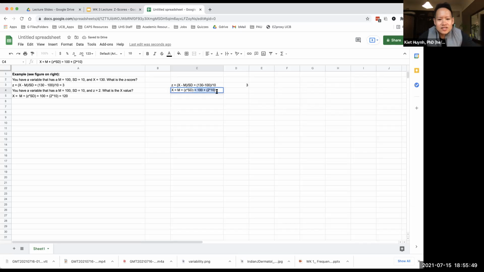And you have to copy, starting with the equal sign, and paste it into a new cell for Google to compute it. X score is 120. So if you have a Z-score of 2, the X score is 120. And if you have an X score of 130, the Z-score is 3. And you see here the answer matches this one that I already computed for us. Let's go back.